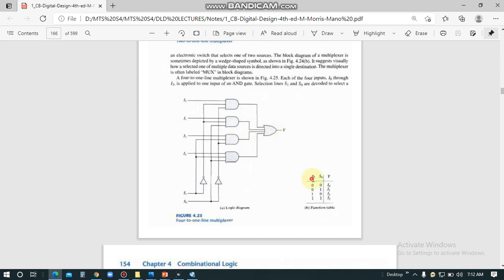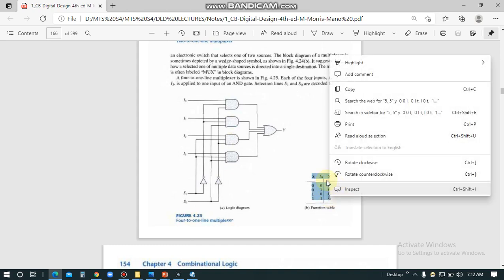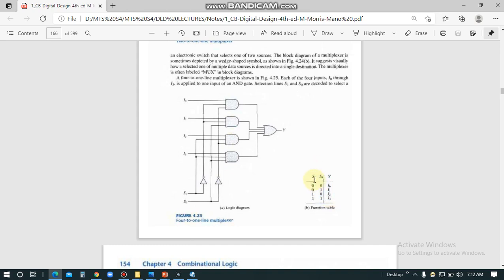You may have seen this table and you must be confused. Why is there I0 for 0 0? Why is there I1 for 0 1? So we will discuss it.